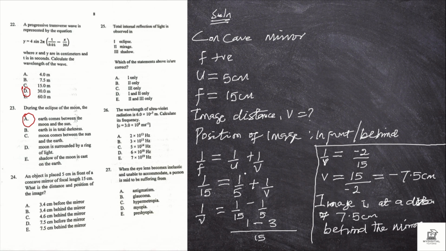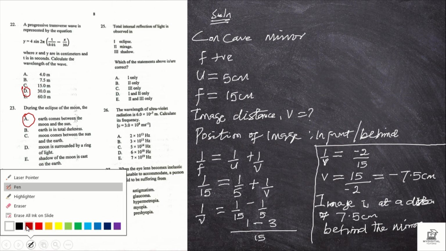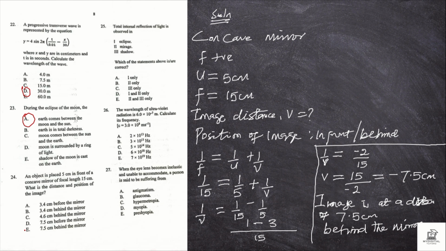So question 24, what is the correct option here? From here, the correct option, you have 7.5 centimeter behind the mirror. This one is before the mirror, 4.5 behind the mirror, and the correct answer here is what? So you have to be careful here. You just see 7.5 and go and mark D. That is wrong. So 7.5 centimeter behind the mirror.